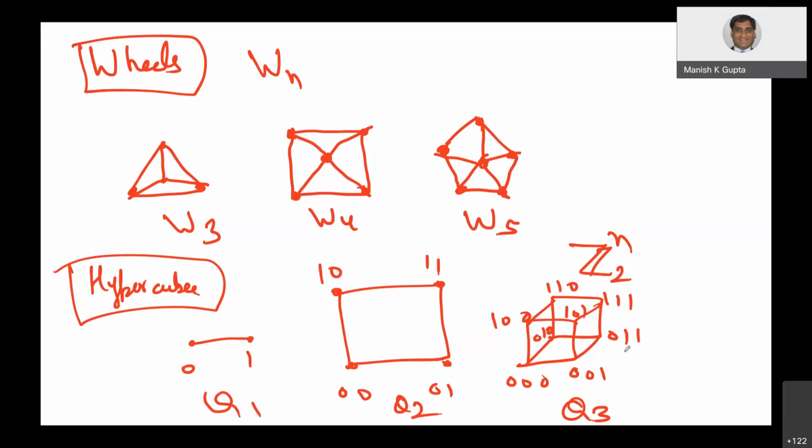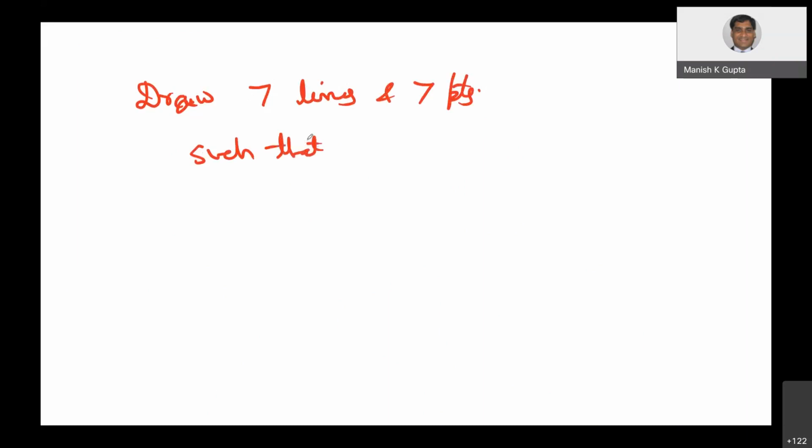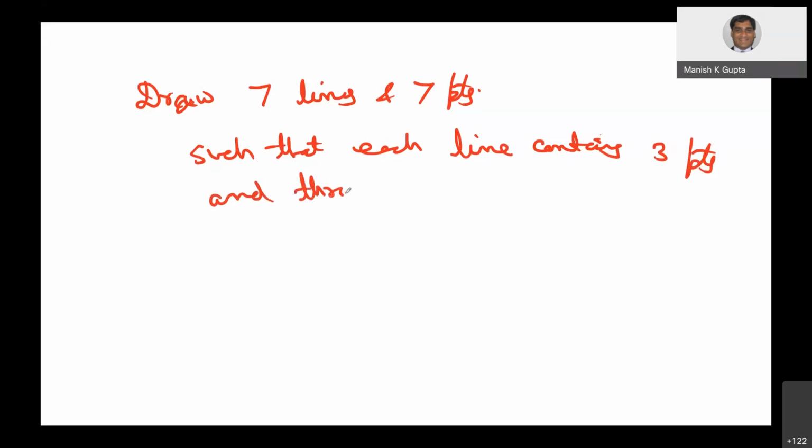By the way, there is an interesting result in geometry, and I leave it as an exercise for you. Draw seven lines and 7 points such that each line contains 3 points and through each point 3 lines are passing.